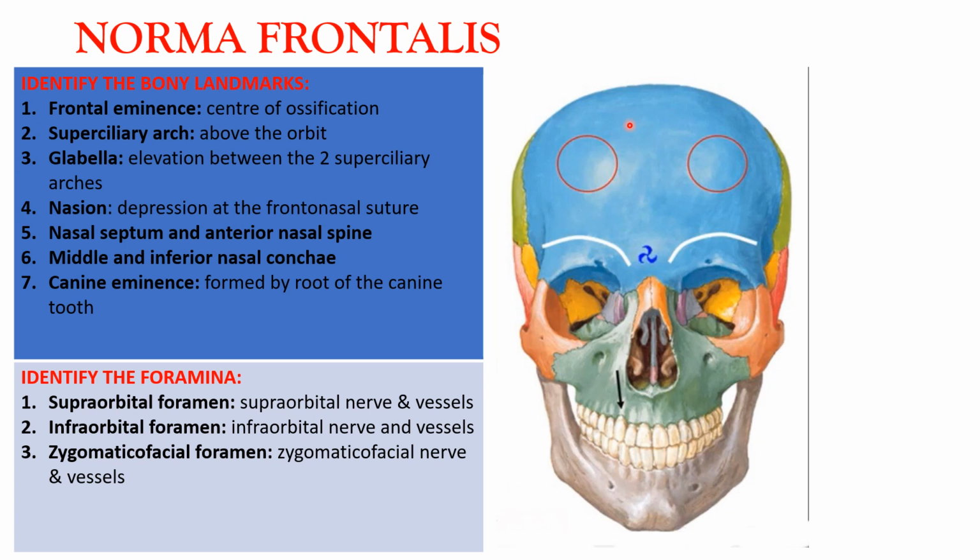So now we need to identify the bony landmarks. The four things we've looked at: the bones, we've looked at the sutures. Now the third thing is to look at the bony landmarks of the normal frontalis. The first landmark we'll look at is the frontal eminence. See this red circle here, this is the frontal eminence, and it's actually the center of ossification.